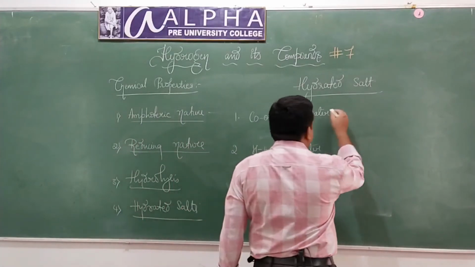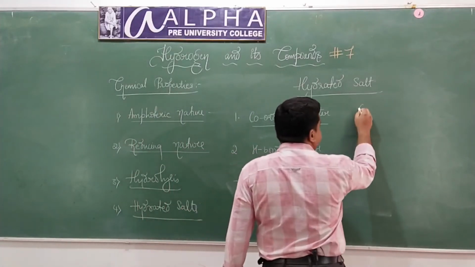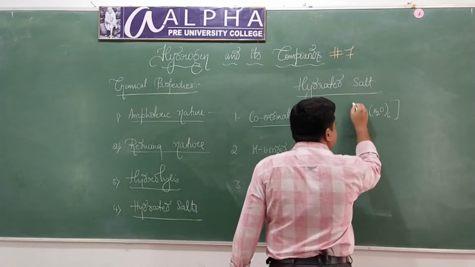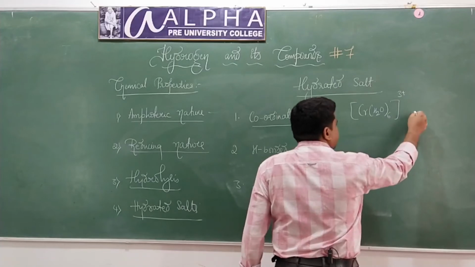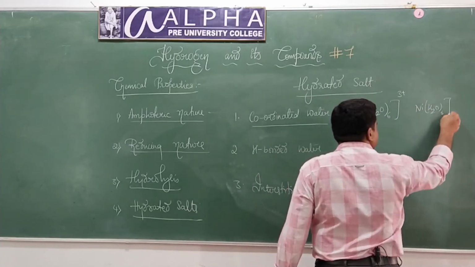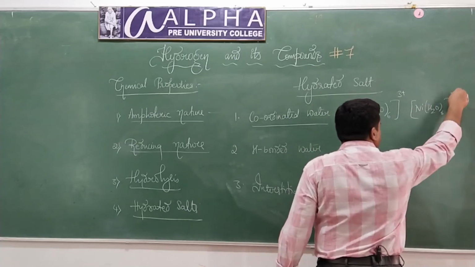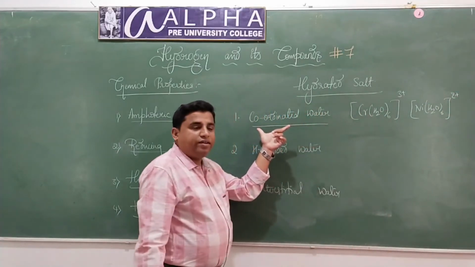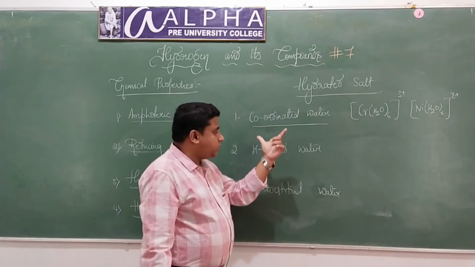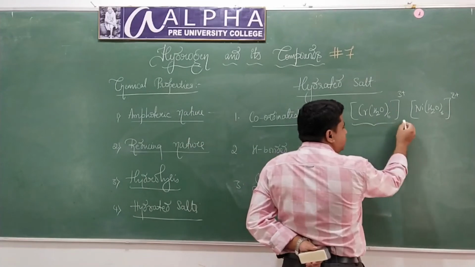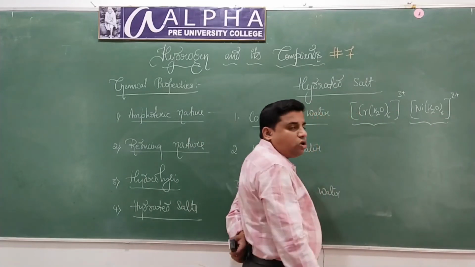For example, for coordinated water: [Cr(H2O)6]3+ and [Ni(H2O)6]2+. So these two are the best examples for what type of hydrated salt? Coordinated water. Why? Because this is called a complex salt.